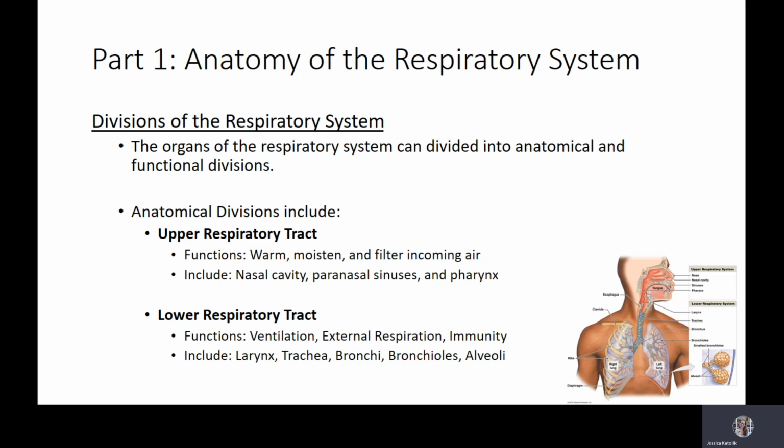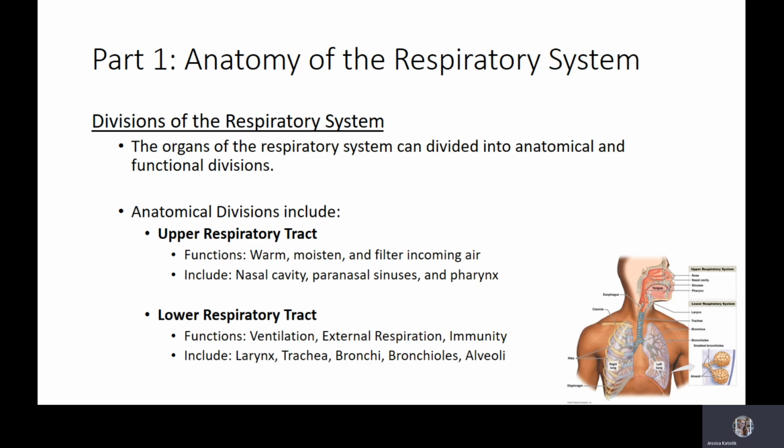The lower respiratory tract, on the other hand, has functions such as ventilation, moving air in and out, external respiration, and immunity, just to name a few. This includes things such as our larynx, our voice box, which helps produce sound. It also has a very special structure that directs food into our digestive tract rather than our respiratory tract, and we'll talk about that when we get into the organs. We have the trachea, our windpipe, which branches into a tree-like structure that forms bronchi and bronchioles, so big branches and little branches. At the ends of those branches, we have alveoli, where most of the gas exchange occurs.